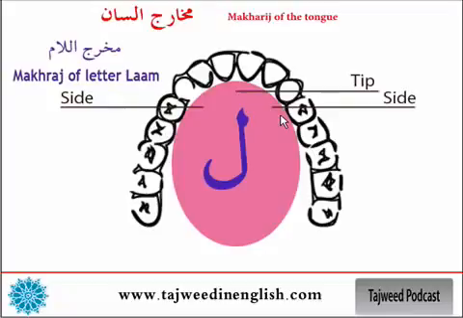Some ulama say makhraj al-dad is also wide, but as you can see, makhraj al-dad may use only one side, right side or left side, or sometimes both sides, but using the tip and the sides is given to the letter lam. It is one of the widest makharij in the Arabic language.